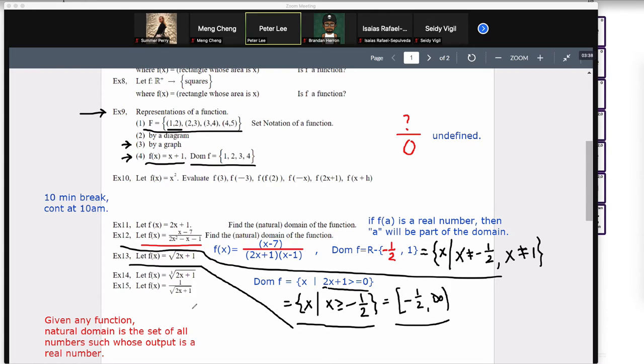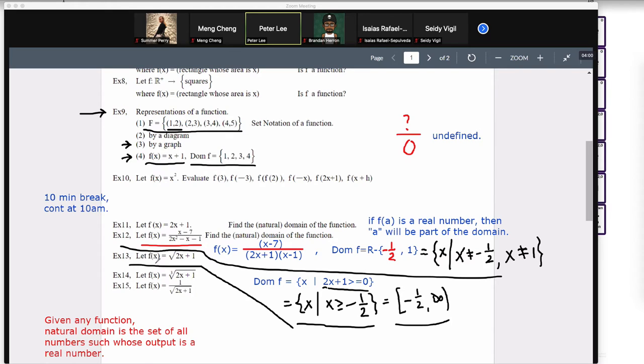So that's the domain. Note that in this case, example 13, f of x equals square root of 2x plus 1. In order to be part of the domain, 2x plus 1 must be greater or equal to 0. It could be 0. If 2x plus 1 is 0, that's okay, because square root of 0 is 0. Or 2x plus 1 must be positive. However, 2x plus 1 cannot be negative.